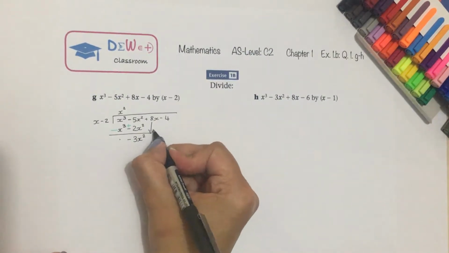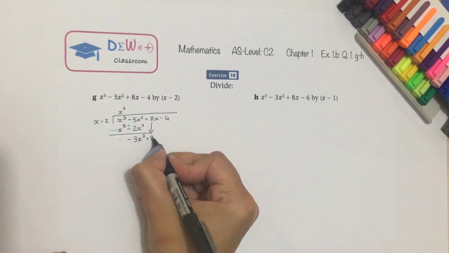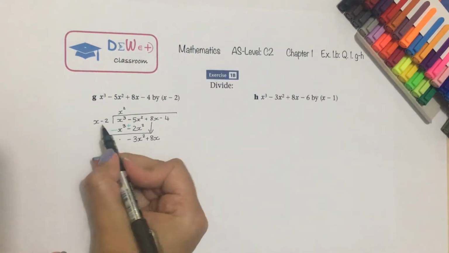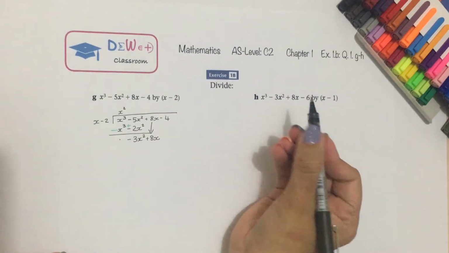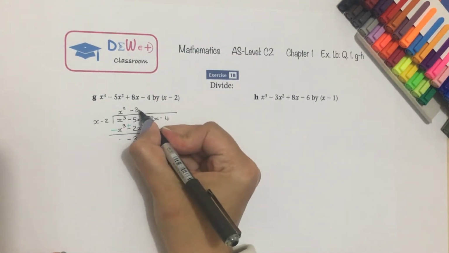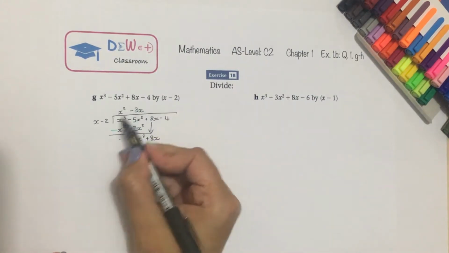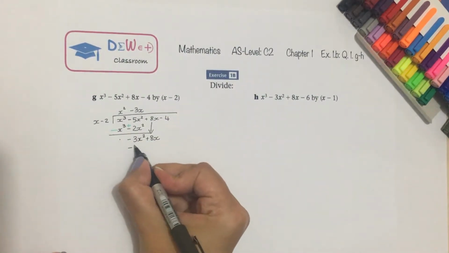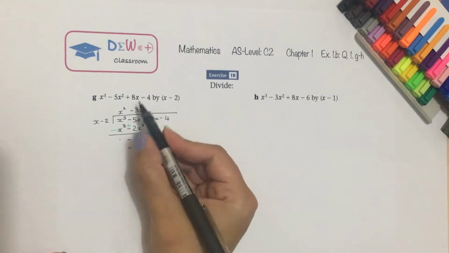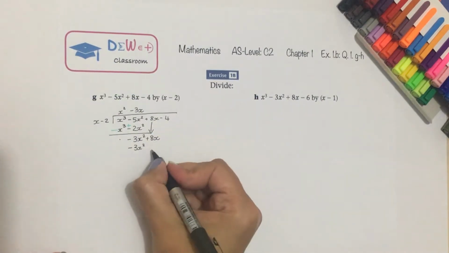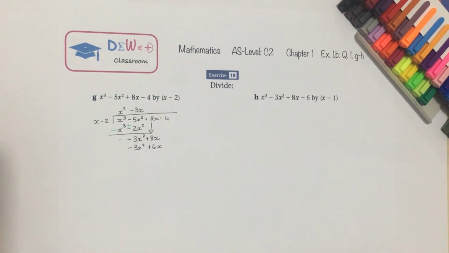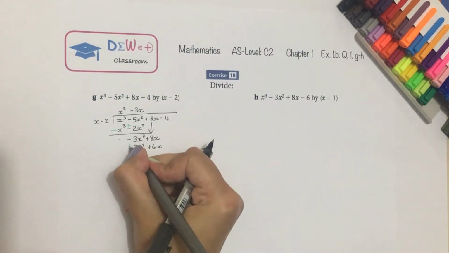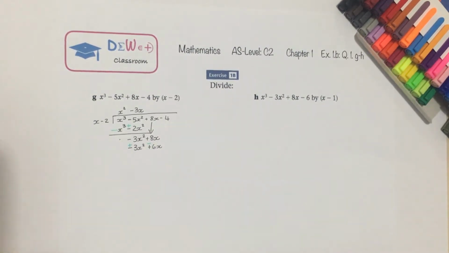We are bringing down that plus 8x to here, and we are going to say minus 3x squared divided by x gives us minus 3x. Minus 3x times x is minus 3x squared. Minus 3x times minus 2 is plus 6x. Then we want to subtract again, so we need to change the signs.